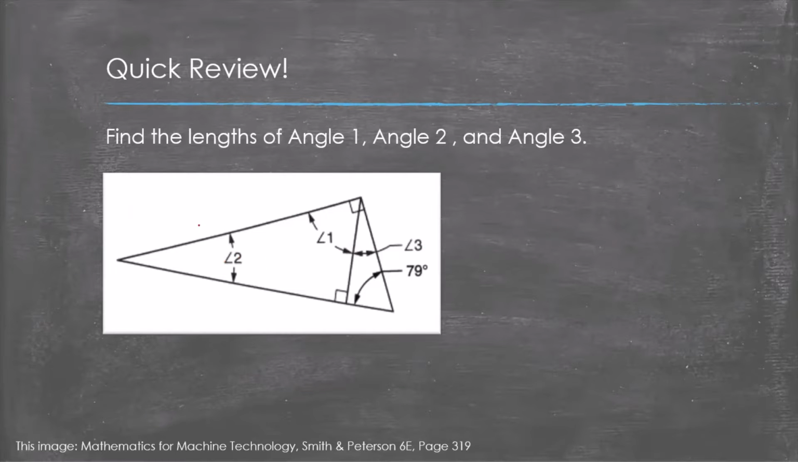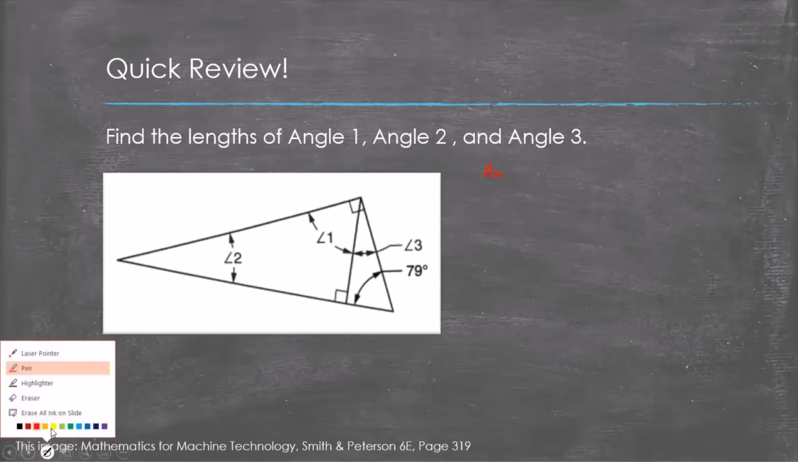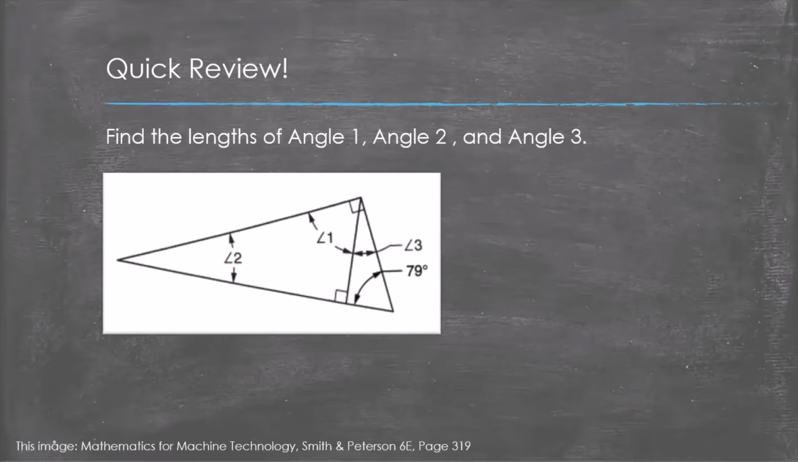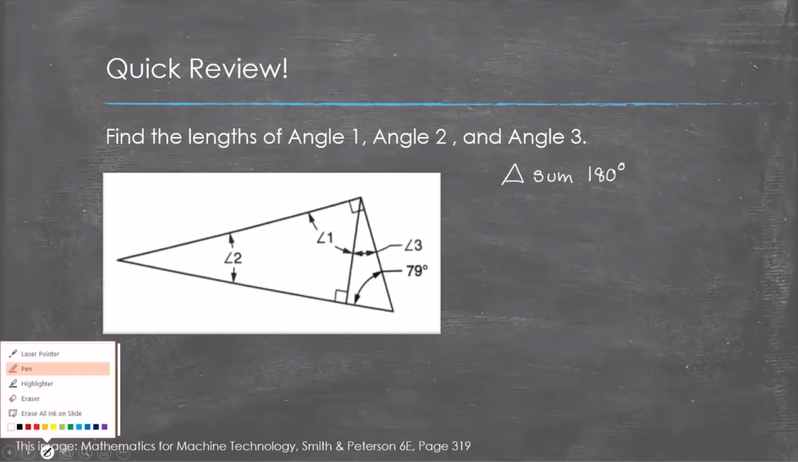Now when you have a question like this particular one, don't think you have to solve them in the order 1, 2, 3. Look for what's easiest to solve, and oftentimes there's more than one way. So the big principle to remember here is angles in a triangle. Okay, so the angles in a triangle sum to 180 degrees.